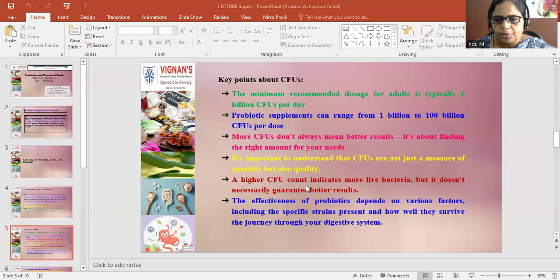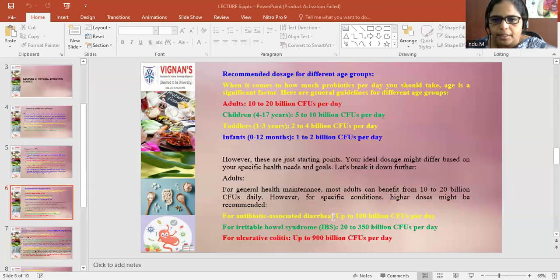A higher colony forming unit count indicates more live bacteria, but it does not necessarily guarantee better results. Even though it is live bacteria, whether it is providing good results or not, that also we need to consider. The effectiveness of probiotics depends on various factors. One is the specific strains present and how they will survive in the product formulation and your digestive system. All these factors we need to see for the effectiveness of probiotics.